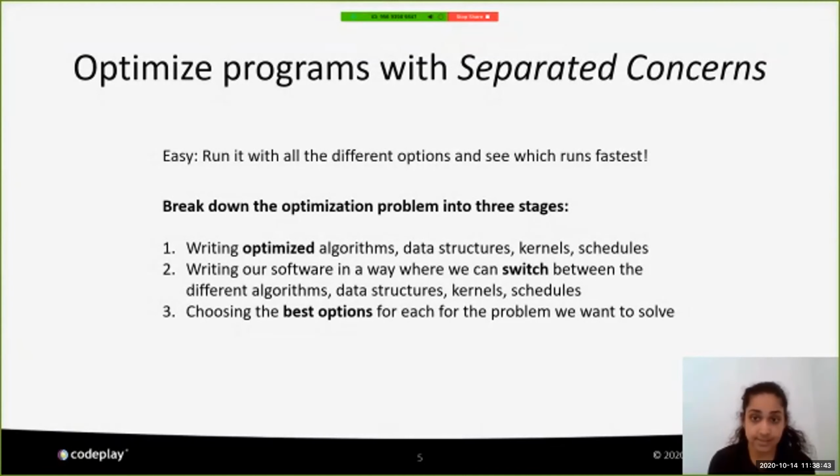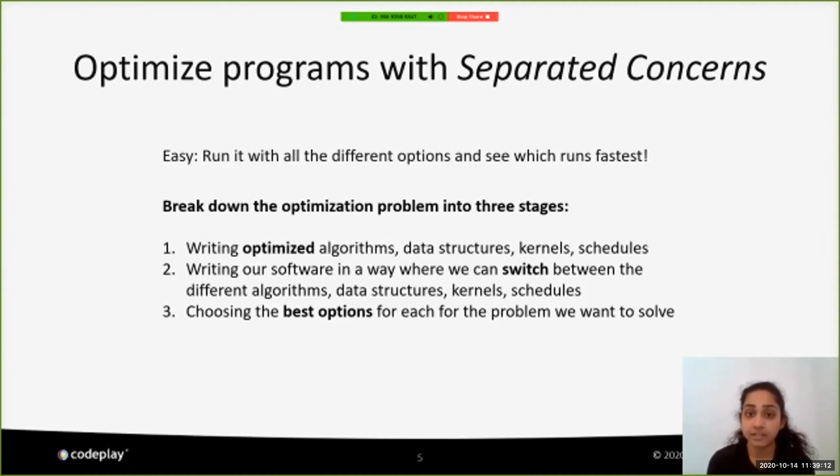Since these concerns are separated, the task of finding the fastest algorithm on a given processor is to run all the different options you have and see which is the fastest. So we break down the optimization problem into 3 stages. The first is writing optimized algorithms for the particular problem, finding data structures and kernels which optimize the data, as well as finding schedules which actually improve the performance of the system.